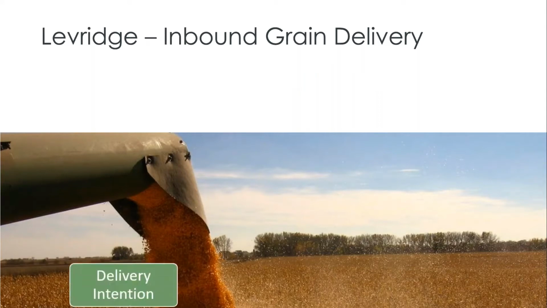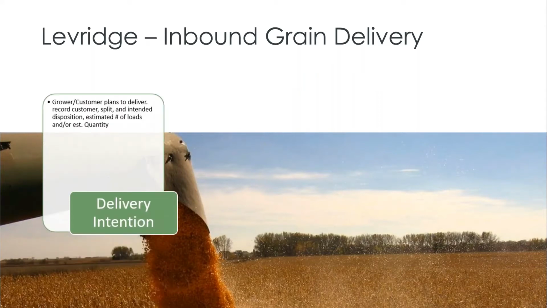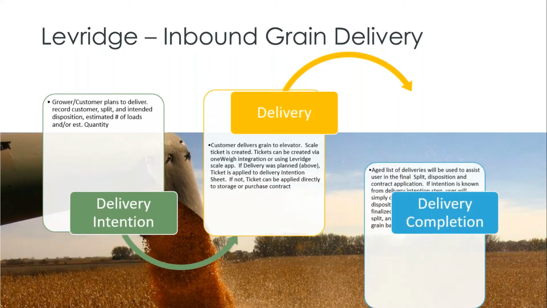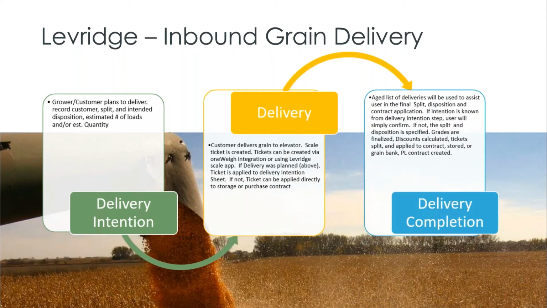So we've agreed with the grower to buy the grain. We've built a couple pieces in here that are optional, and one is called the delivery sheet, the delivery intention, and the delivery completion. And the delivery intention is where the grower calls in and says, hey, I think I'll be delivering against that contract next week. And it just sets up the elevator and gives notification that, hey, this customer plans to deliver X quantity, an estimated quantity, and an estimated amount of time.